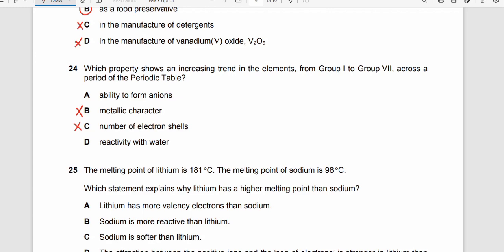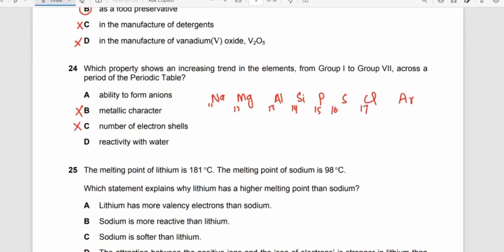Okay, metals are more reactive than non-metals. Metals react with water and non-metals don't react. Okay, when we move from here, I mean to say sodium, magnesium, aluminium, silicon, phosphorus, sulfur, chlorine, 11, 12, 13, 14, 15, 16, and 17. There is argon as well, 18. So metallic character decreases, these are metals, these are non-metals. Number of electron shells: they have the same number of valence shells in the same period.